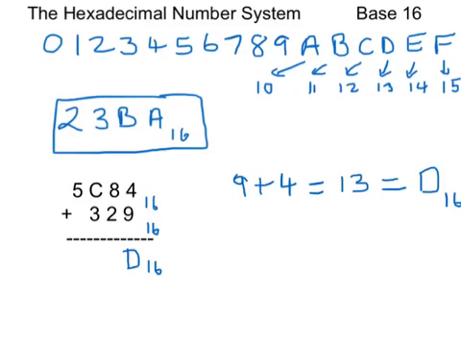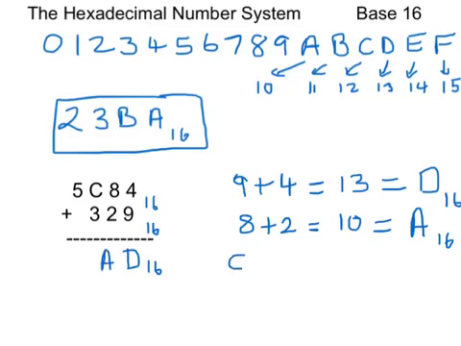Let's consider the next addition. We've got 8 plus 2, and in decimal 8 plus 2 is 10. And again, in hexadecimal we have a digit that represents a count of 10, and that digit is A, base 16. So again, 8 plus 2 is 10, which is A in hexadecimal.